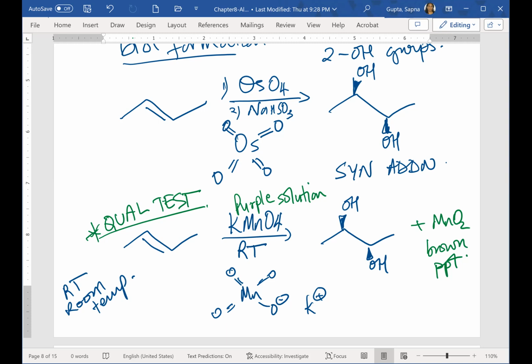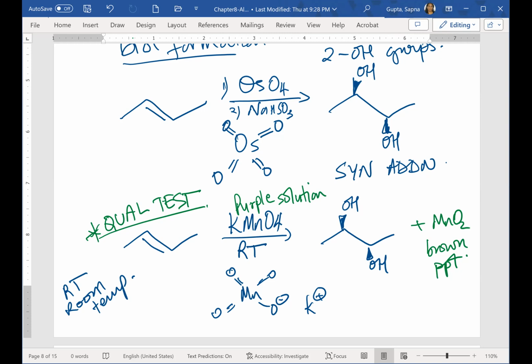The only thing is it's a messy reaction because it's purple and then you get the precipitate. So the cleaning up is a little bit of a problem. But if money is an issue, then KMnO4 is better for you. If money is no issue, osmium tetroxide is good for you.